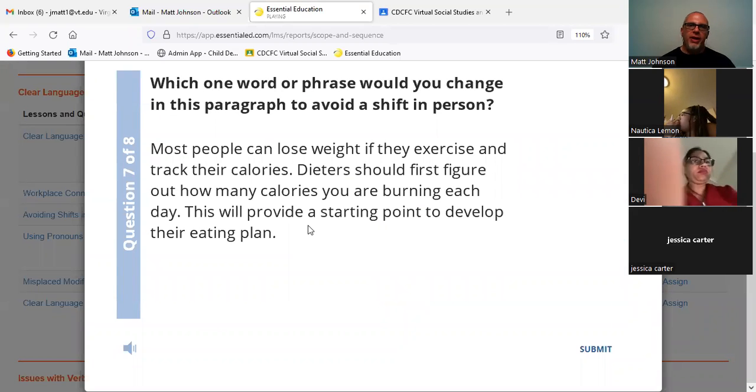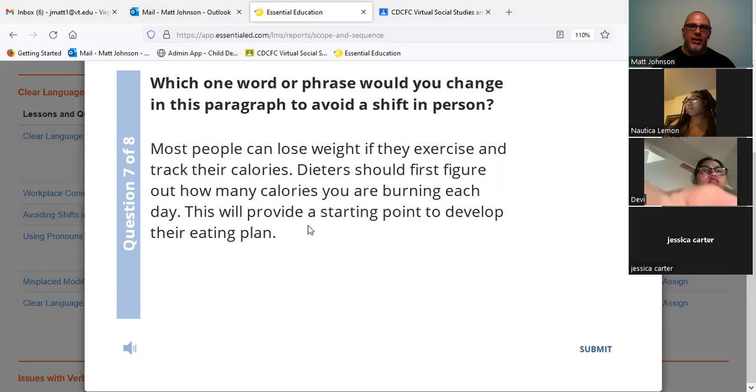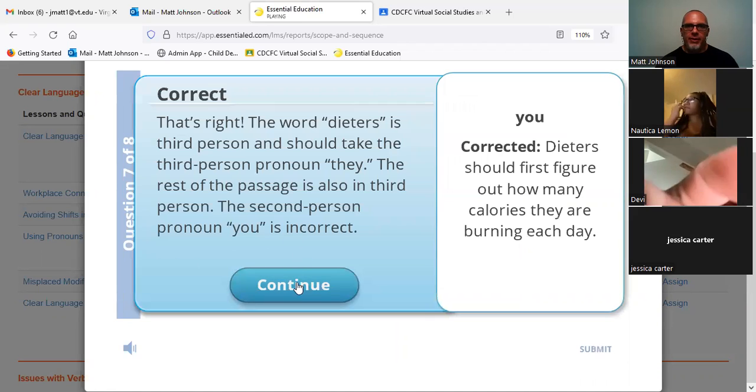And most people can lose weight if they exercise and track their calories. Dieters should first figure out how many calories you are burning each day. They will provide a starting point to develop their eating plan. So you. There you go, right? You, everything else is third person. We're seeing there, talking about that group over there. So that's third person, but you is second. Okay, so we change that.